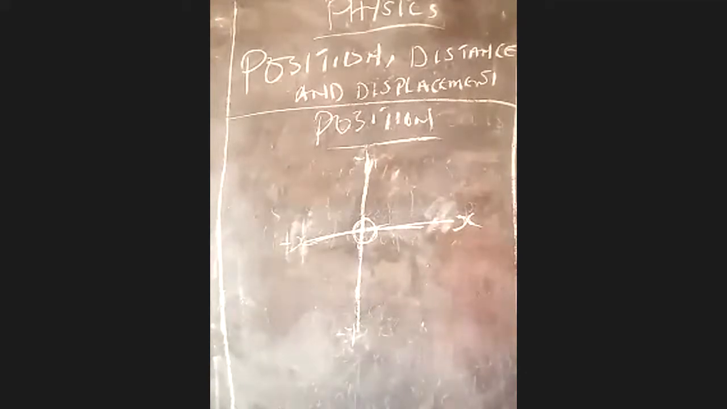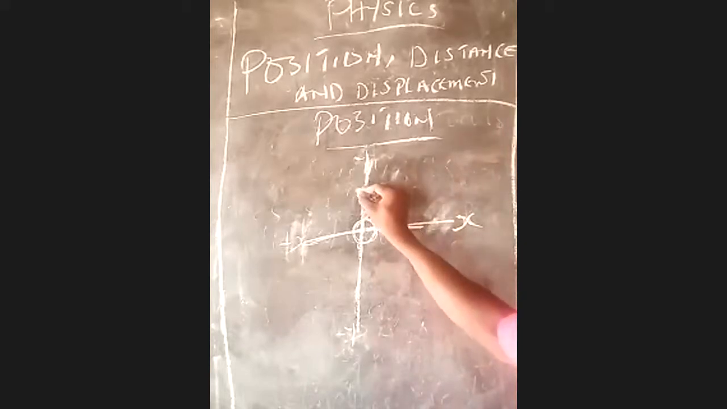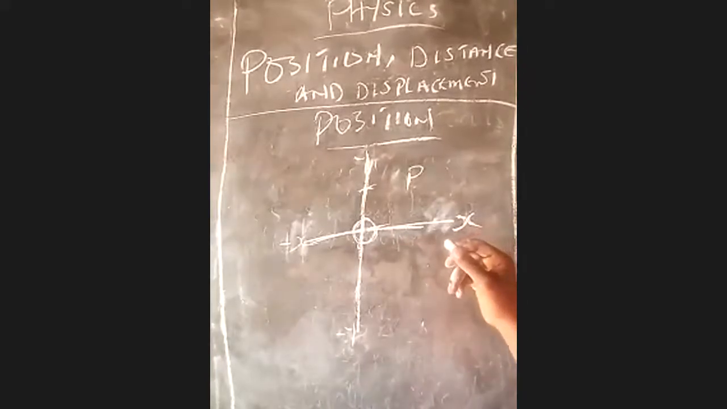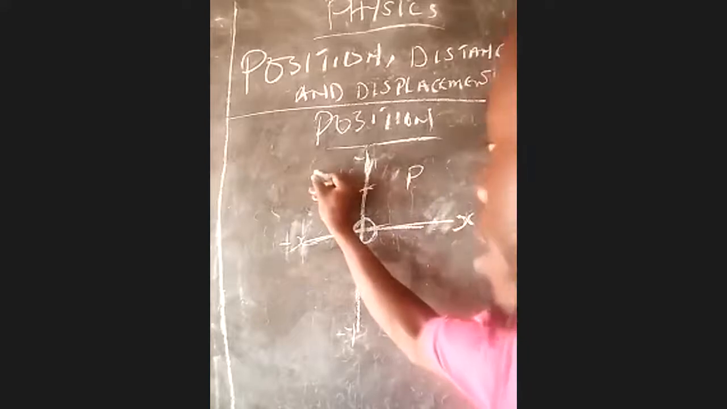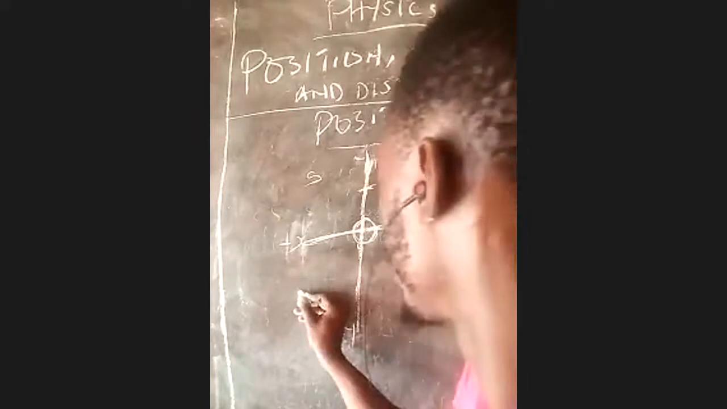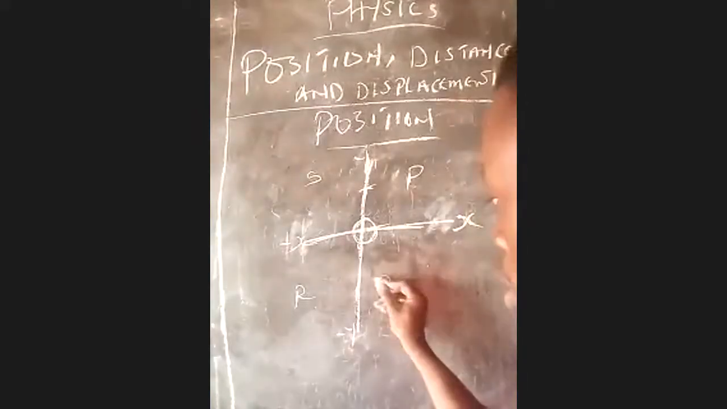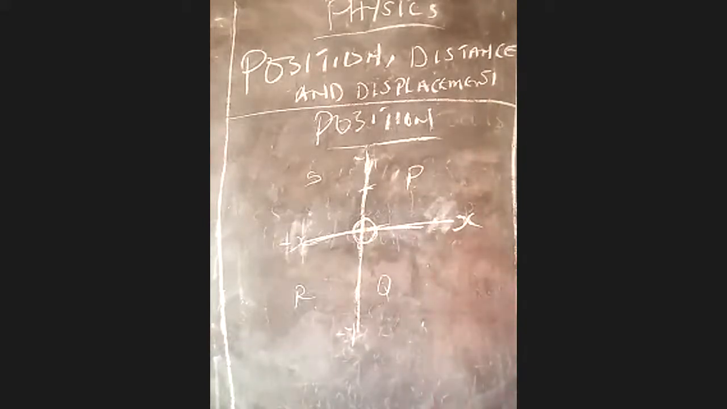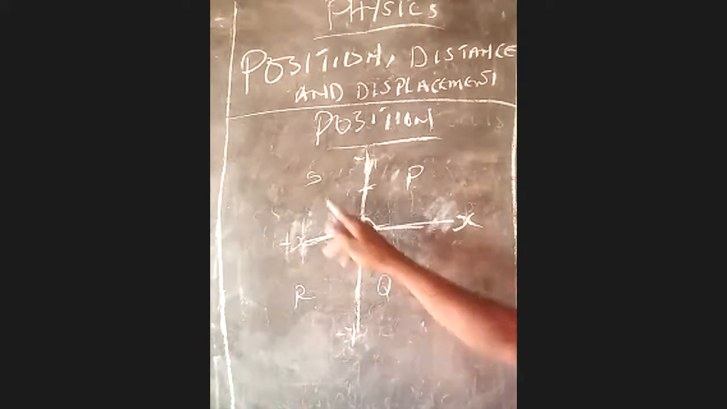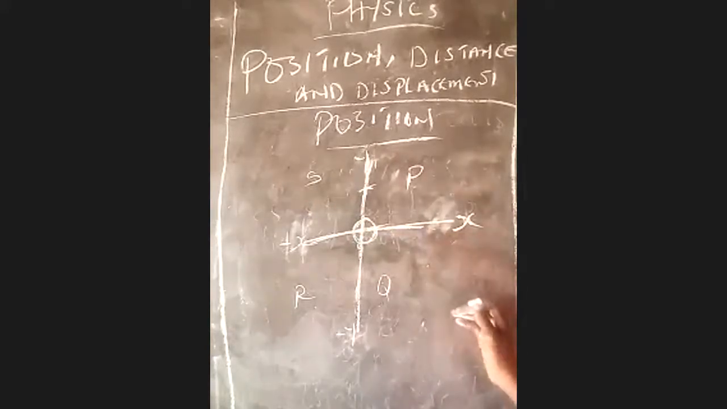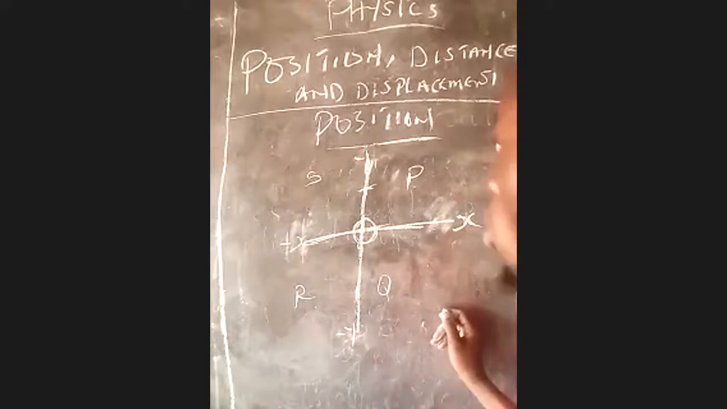The position of any point, so let's just take this for example. Let's put this place as P. Let's call this place S, this place R, and put this place as Q. Do not forget, we're trying to explain position. Now, this S, this P, this R, this Q are inside the cross intersection lines that we just drew on the board.